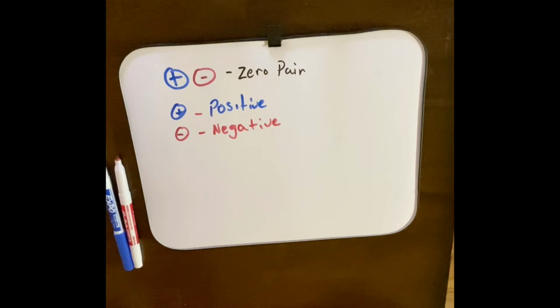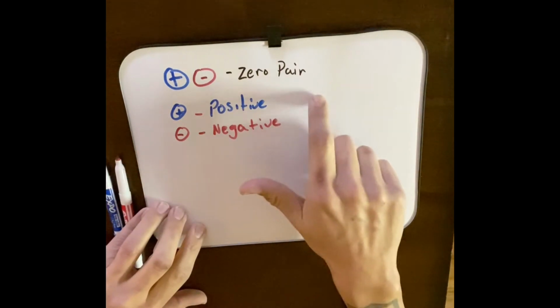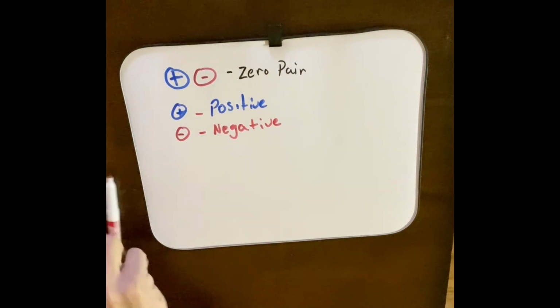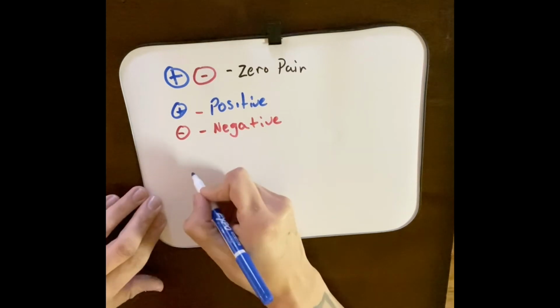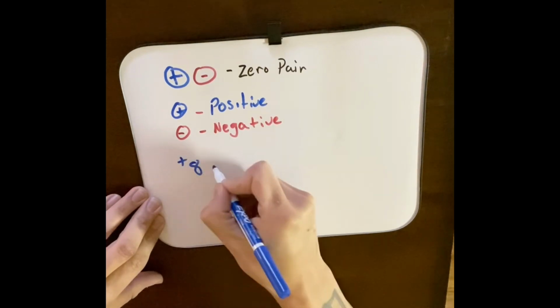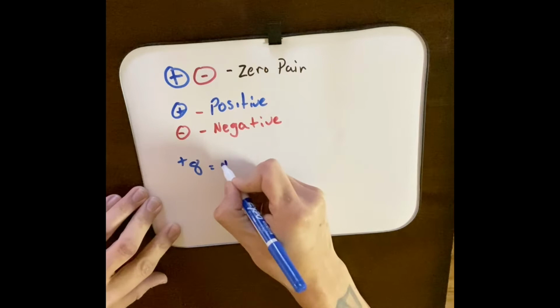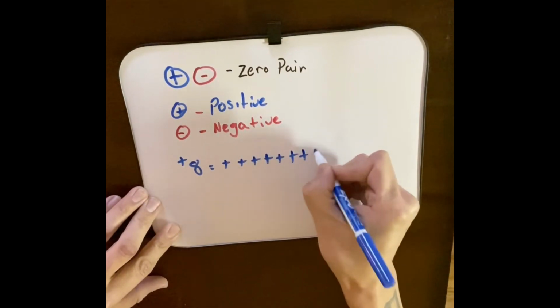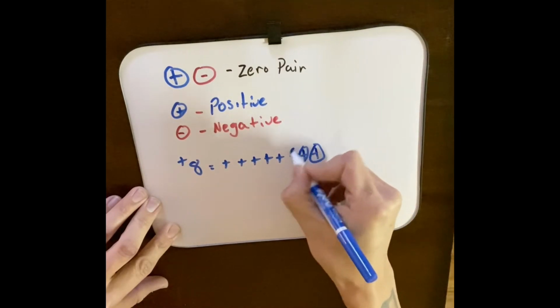When we have a positive and a negative together, they equal each other out, meaning they don't have a value except for 0. All right, they're what we call a 0 pair. Now, what does that mean? Well, it just means that we can create numbers. For example, if I wanted to create positive 8, then I could have 8 positives.